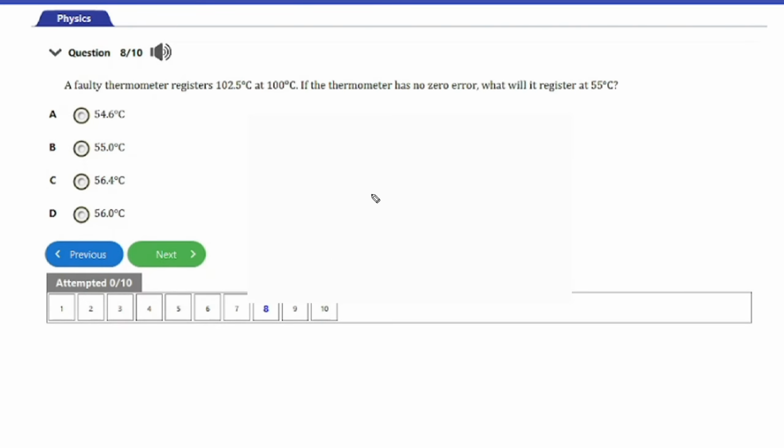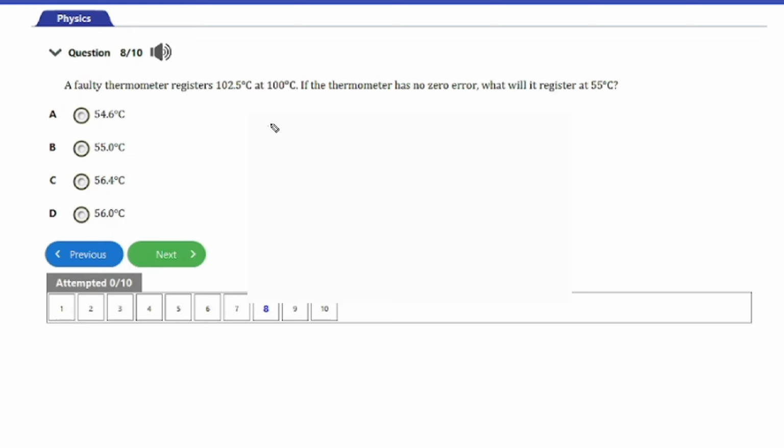So guys, the next question here is question number 8. It says, a faulty thermometer registers 102.5 degrees Celsius at 100 degrees Celsius. If the thermometer has no zero error, what will it register at 55 degrees Celsius?